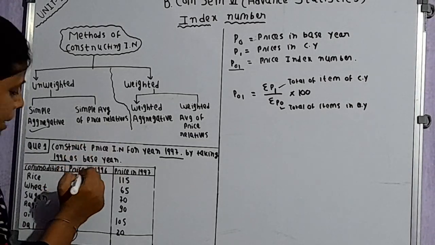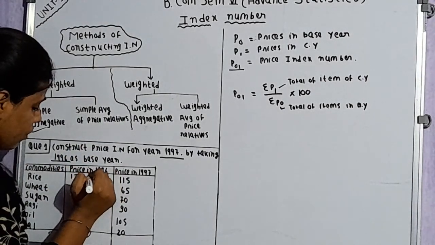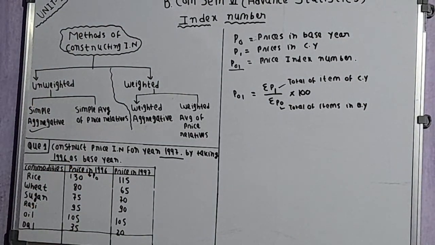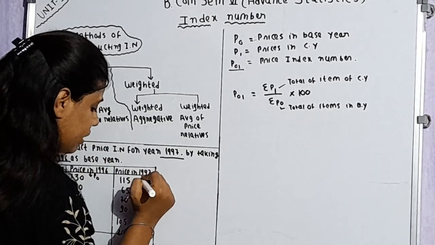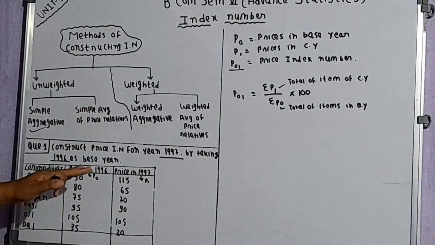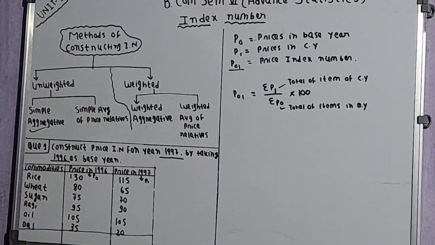The base year is denoted by P0, so we will denote it as P0. After that we have to compute the index number for 1997, which means 1997 is our current year. The current year is denoted by P1, so we will write P1 over here. Taking the prices of different commodities for these two years into consideration, we have to calculate the index number.